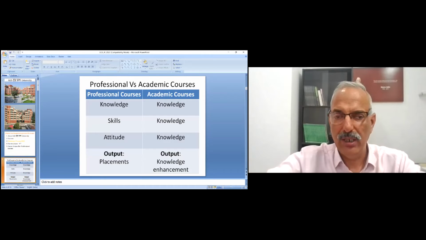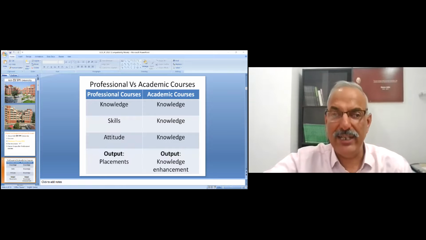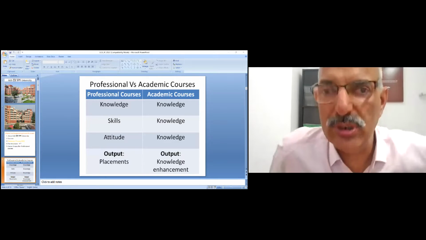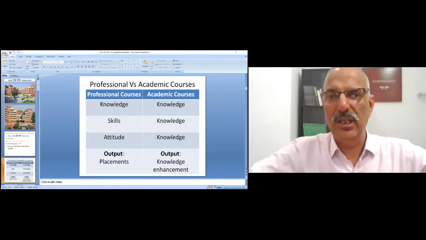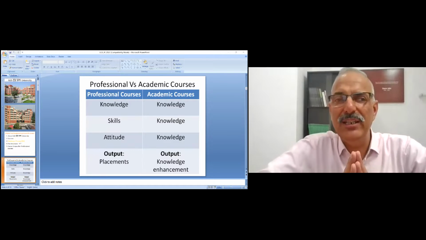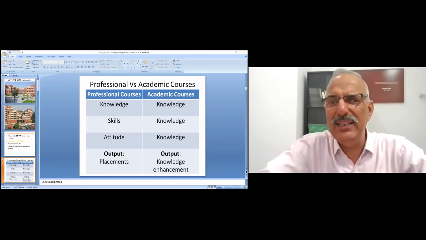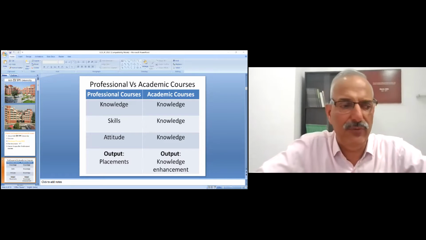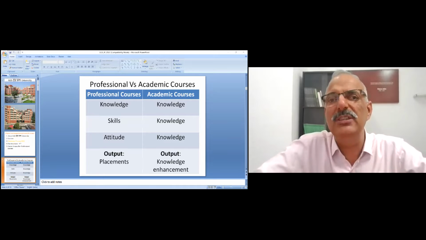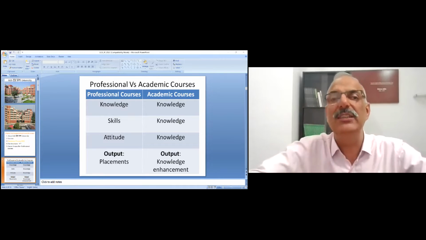Now, before we move ahead, we need to understand the difference between a professional course and an academic course. Why do we need to understand that? Because in Delhi, we have 2 major universities. Delhi is the hub of education. We have many universities, many government universities, many private universities. But then there are 2 major universities in Delhi.